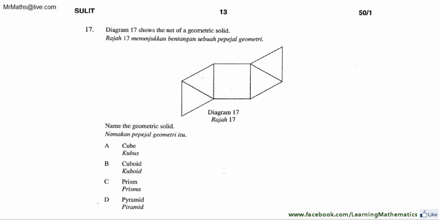Number 17. Diagram 17 shows a net of a geometric solid. Name the geometric solid. In this question there is no calculation, but we need to use some imagination.